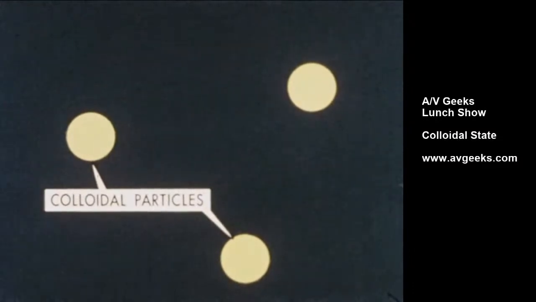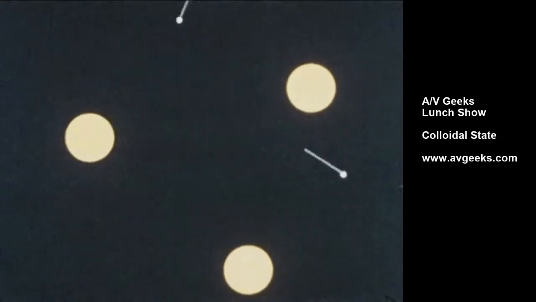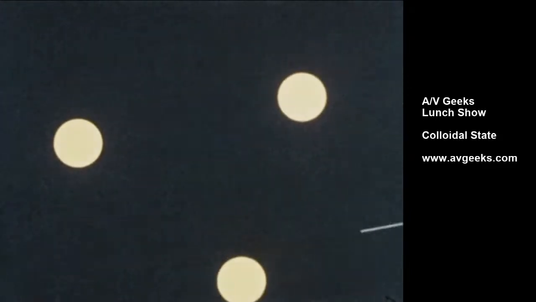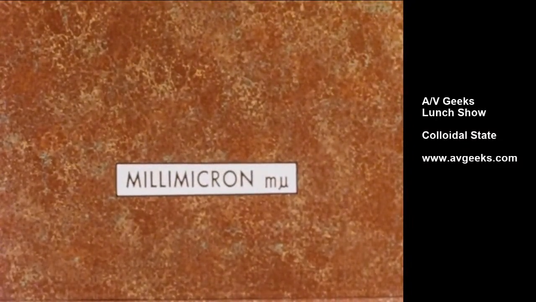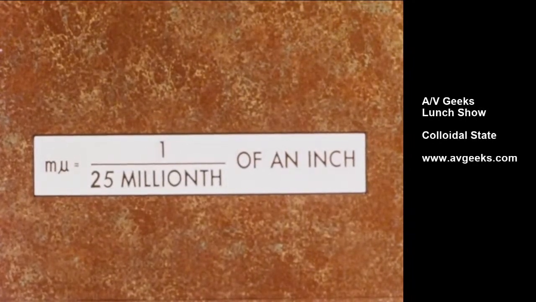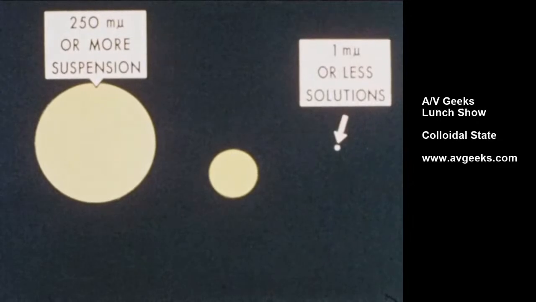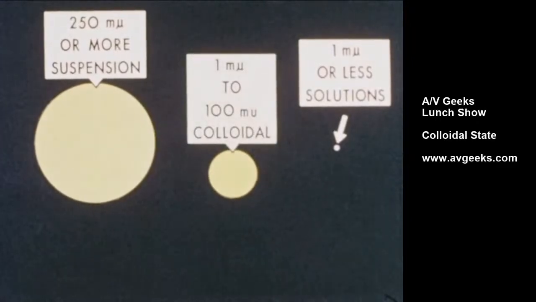The reason colloidal particles show Brownian movement is that smaller particles, molecules, were constantly striking them, something like this, causing them to remain in suspension. Colloidal and other particles are measured in extremely small units, millimicrons. A millimicron is 1/1,000,000 of a millimeter, or 1/25,000,000 of an inch. Particles about 250 millimicrons or more in diameter show the properties of a suspension. Particles 1 millimicron or less are molecular and show the properties of a solution. Between the two, say between 1 and 100 millimicrons, are colloidal particles.